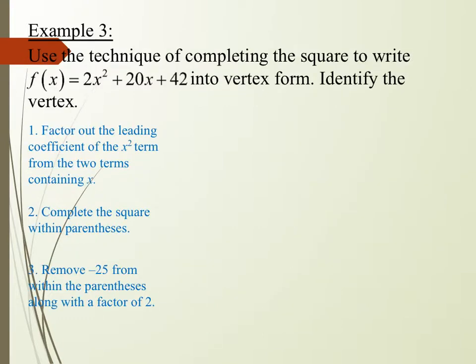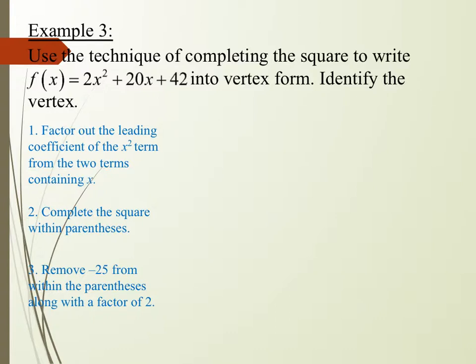Suppose we don't have a quadratic equation in squared form. Can we find it in squared form such that we can identify the vertex relatively easily? So example 3 is using the technique of completing the square to write f(x) = 2x² + 20x + 42 into vertex squared form. And then we can identify the vertex.